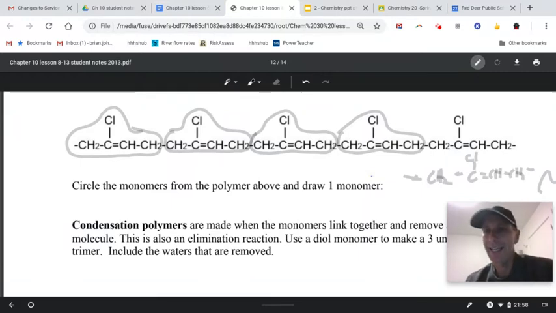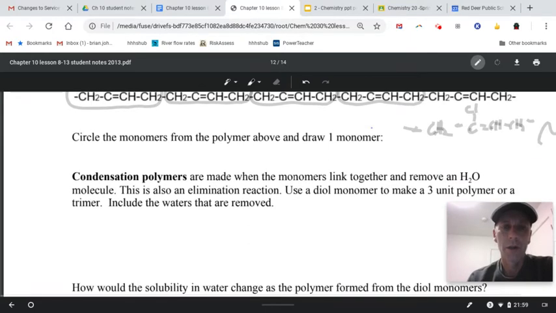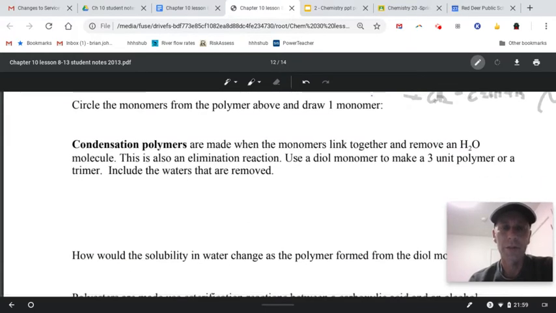Okay, if you had to name it, it would be 1, 2, 3, 4. Well, it's got a chlorine and an alkene, so it would be a butene with a chloro. 2-chloro-but-2-ene for that monomer. Okay, condensation polymers. This is what I really wanted to get to today. So this is when you take two monomers, link them together, and remove water. Okay, they're also called elimination reactions, and they look very much like an elimination reaction.